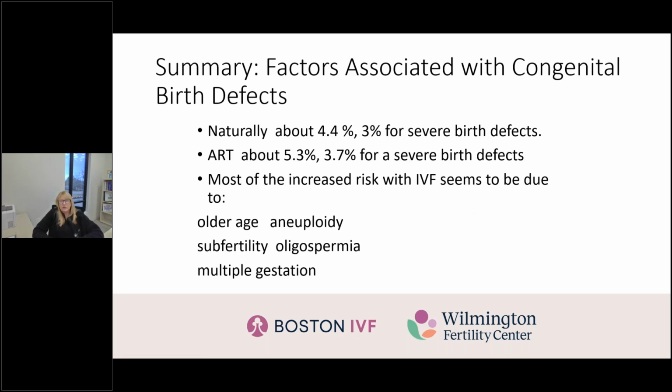So this is our National Society's summary on birth defects. Naturally it's about 4%, 3% for severe defects. In assisted reproductive technology, it's about 5%, 3.7% for severe birth defects. And most of the increased risk is due to the older age, aneuploidy, the etiology of the subfertility, particularly oligospermia, and multiple gestation.